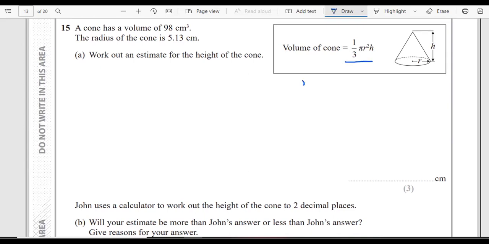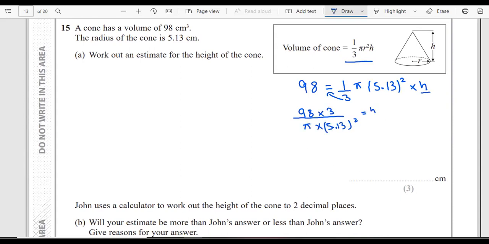It's given 98 centimeter cubes, radius is 5, height, right? So to make height the subject, it is 98 multiplied by 3 over pi times 5.13 squared. Okay. Now all you need to do is mental math, the multiplication and all that. So can you try this?